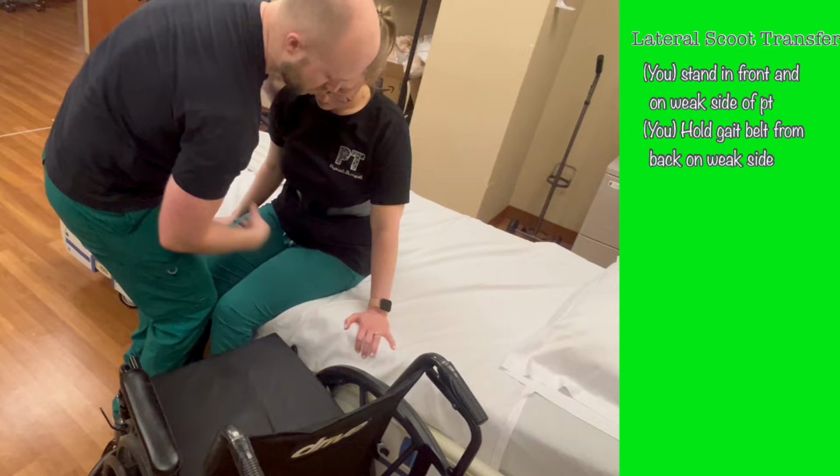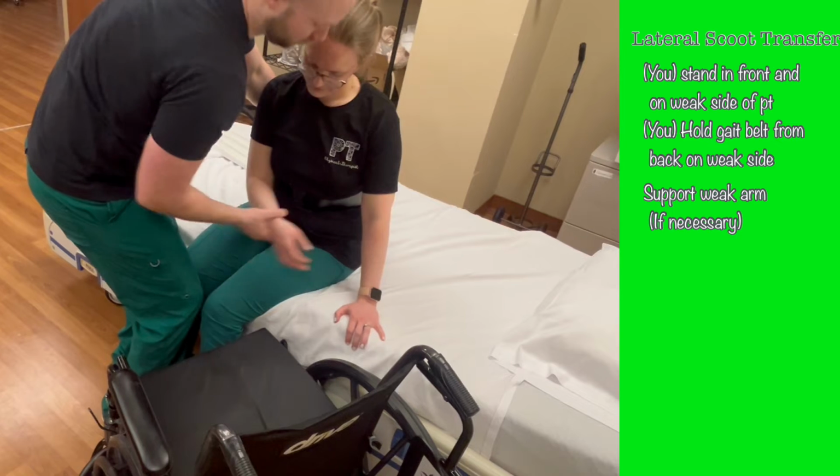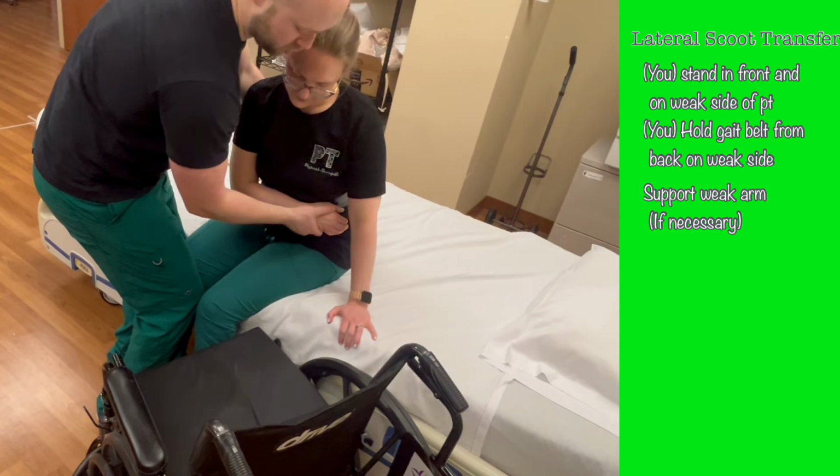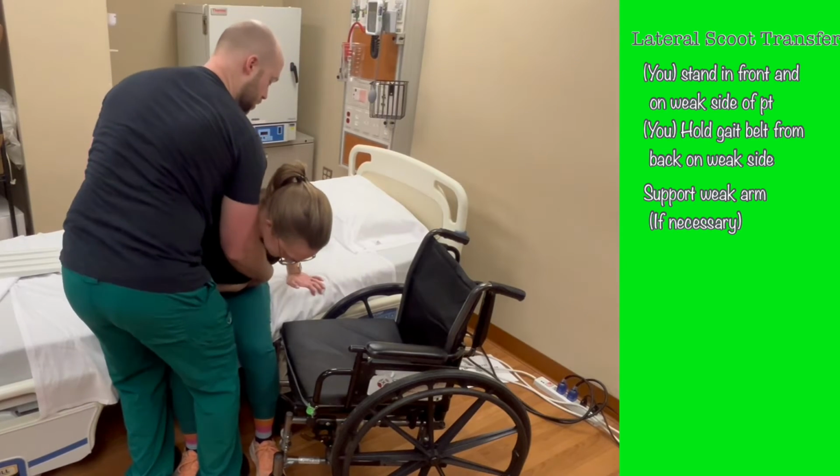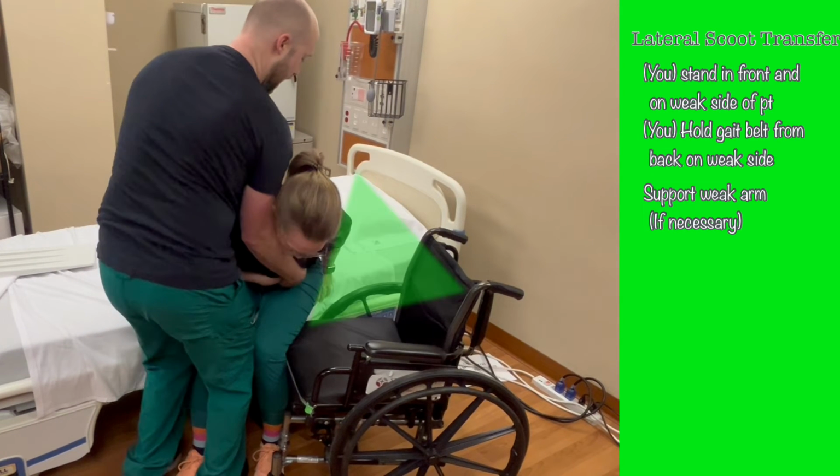If the patient's arm is also weak, the caregiver may need to support that limb by holding it and the gait belt in the same hand as you assist with the transfer. The goal of a lateral scoot transfer isn't to make the distance in one scoot, but rather in a series of small movements. The first scoot should move towards the chair and turn the patient's hips slightly so that they are angled toward the chair.